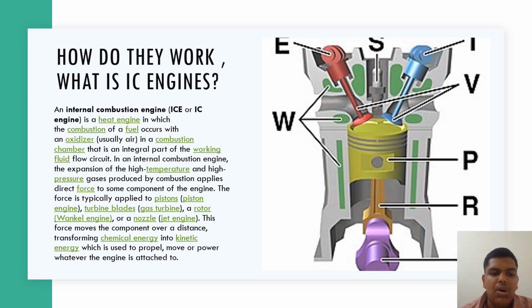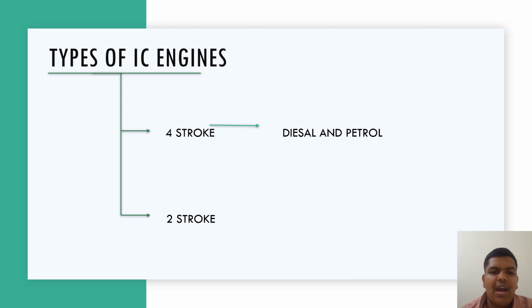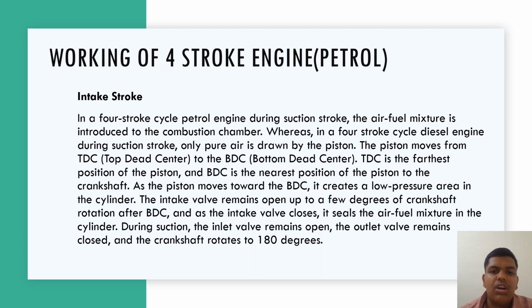This force moves the component over a distance, transforming chemical energy into kinetic energy, which is used to propel, move, or power whatever the engine is attached to. Types of IC engine: four stroke, diesel and petrol, two stroke. Working of four-stroke engine, petrol.